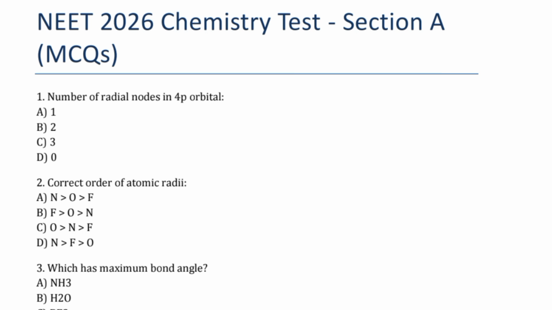Today I am going to discuss some of the hardest NEET 2026 chemistry test questions. Right students, so the first question is: how many radial nodes are there in a 4p orbital?